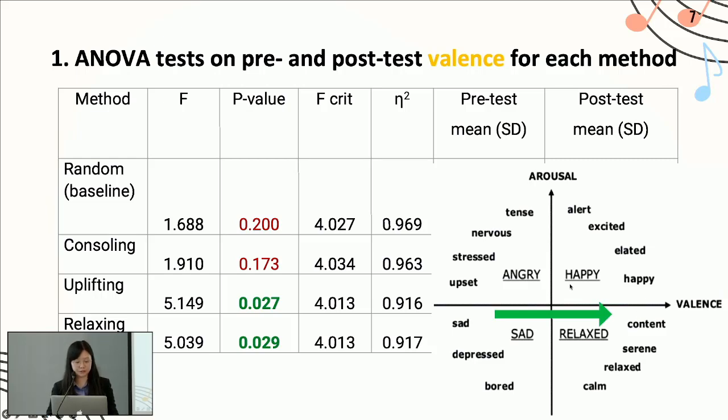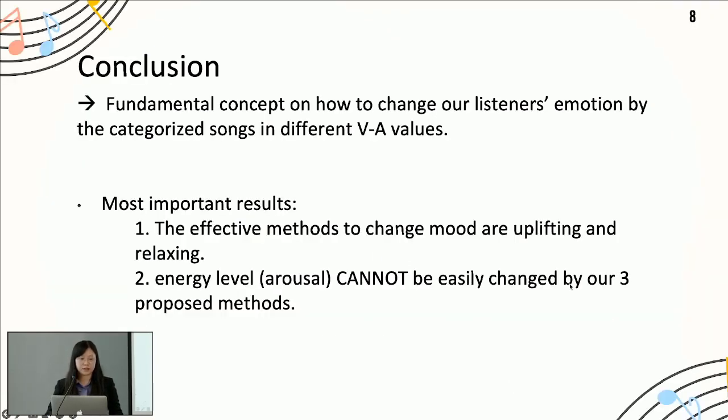So the final takeaway is our study gives us the fundamental concept on how to change our listeners' emotion by the category songs in different valence and arousal value. And the most important thing is uplifting and relaxing method is the most effective way to change to a positive mood. And also the arousal value is disappointing, in that it cannot be changed by any of the proposed methods.